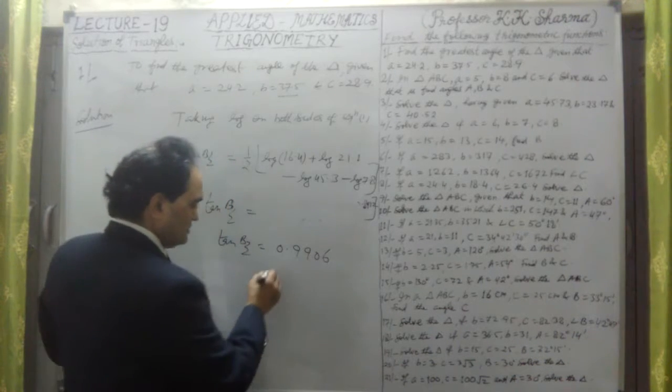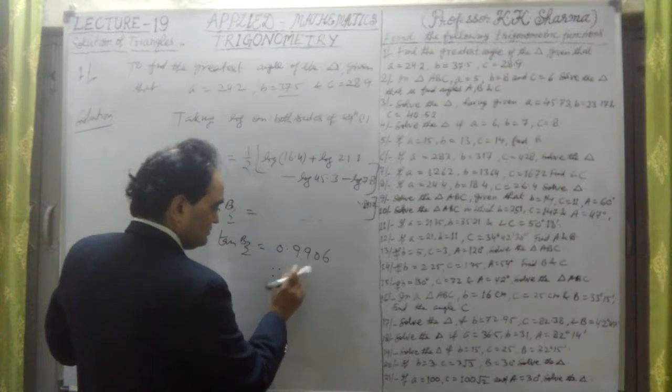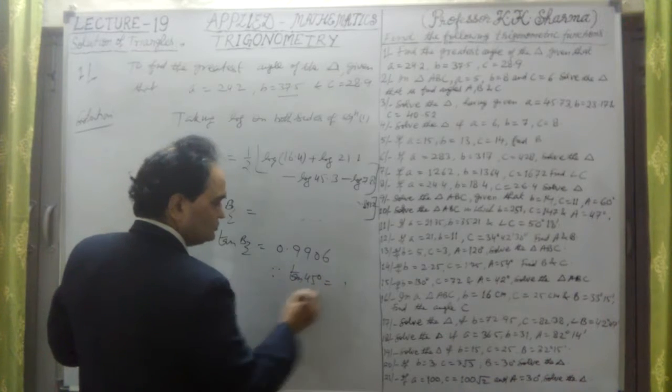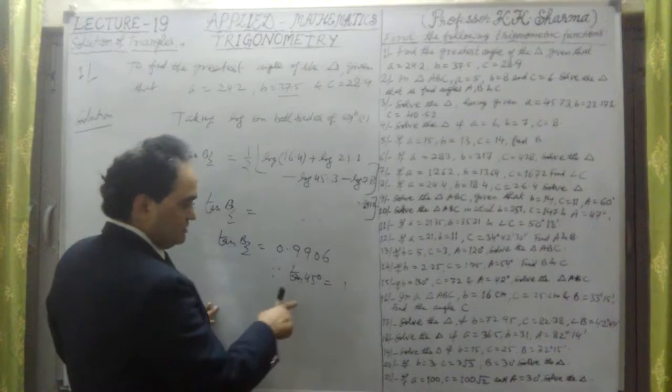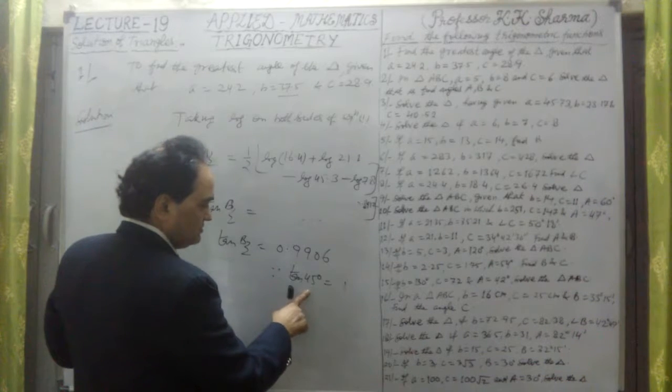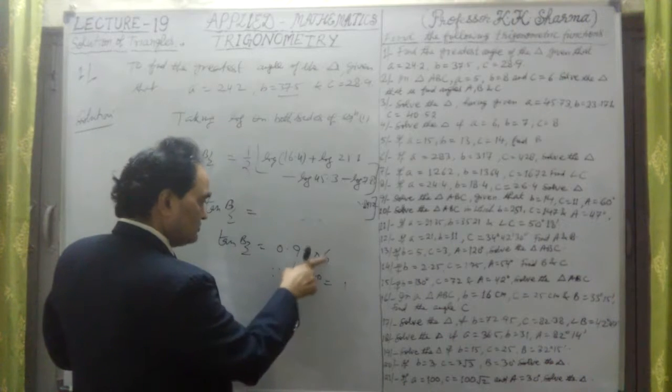Now we know that, let me write here, since tan 45 degrees is equal to 1. You know this, tan 45 degrees is equal to 1. So we see here that 1 stands for 45 degrees. So this is to be converted into degrees.